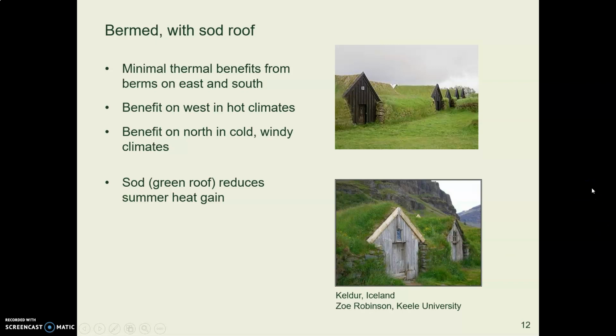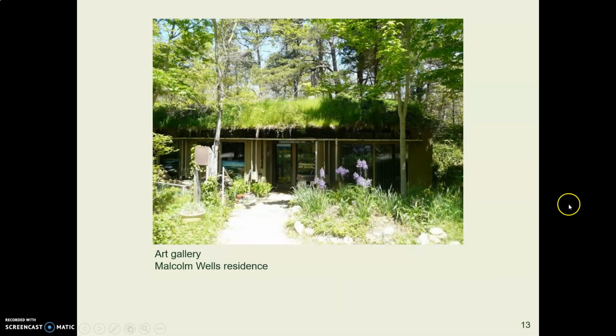Here's a lovely example from Iceland of houses that have a combination of berms and then green roofs made of sod. This is the late Malcolm Wells art gallery at his house. And you can see here on the right side the slope where his art gallery is built into the slope.